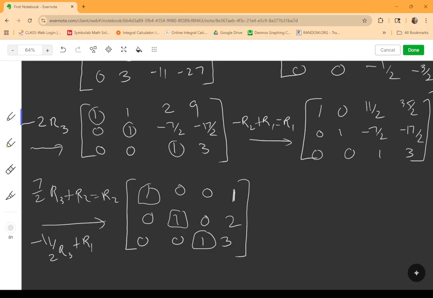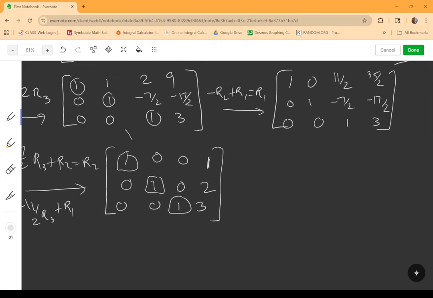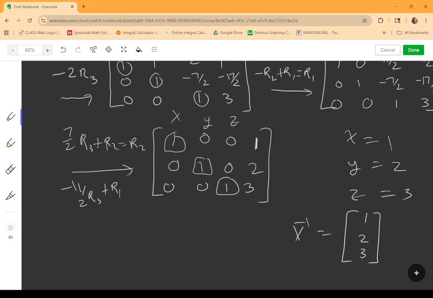So now this provides me with some structure. I remember each of these columns represents my x, my y, my z. So what that tells me is that my solution is x equals 1, y equals 2, and z equals 3, or my solution vector being 1, 2, 3. Okay, all right. So that is how we arrive at the reduced row echelon form and how we interpret the results here.